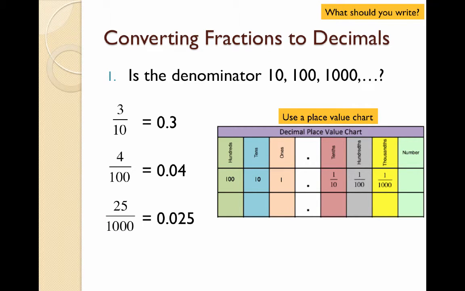So what should you write to remember this? Well, a good idea is to have a heading, converting fractions to decimals. We're going to add to this with future videos. Also, number one is the denominator, a 10, 100, or 1000, and then those three examples that we did. You don't have to draw another decimal place value chart if you have one in your book already, but just have the words: use a place value chart to remind yourself how to do it.